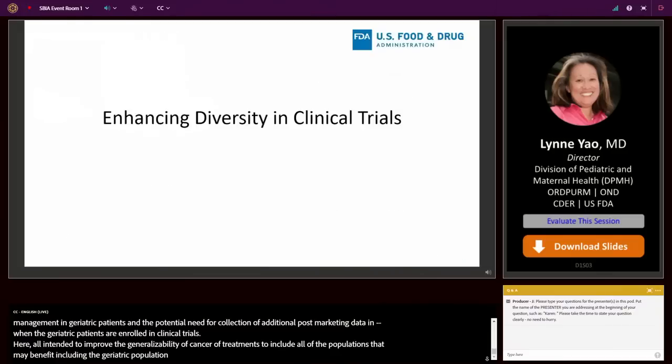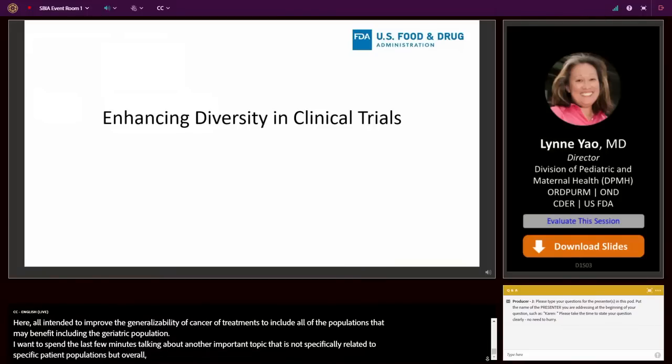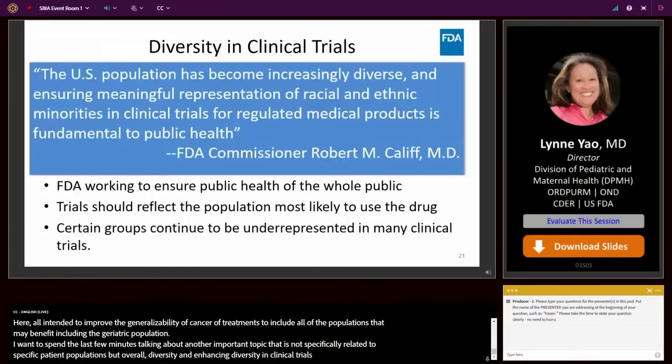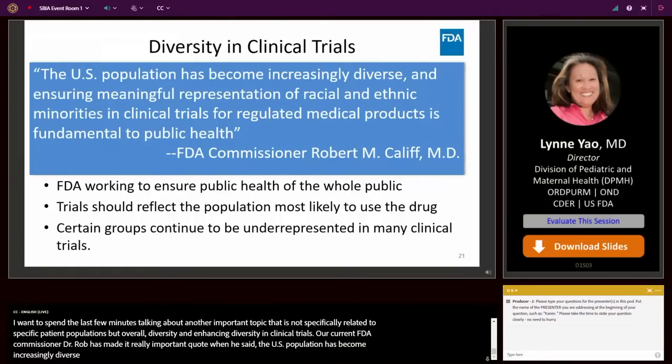I want to spend the last few minutes talking about another important topic that's not specifically related to specific patient populations, but really overall diversity and enhancing diversity in clinical trials. Our current FDA Commissioner, Dr. Rob Califf, made this really important quote when he said, "The U.S. population has become increasingly diverse, and ensuring meaningful representation of racial and ethnic minorities in clinical trials for regulated medical products is fundamental to public health."